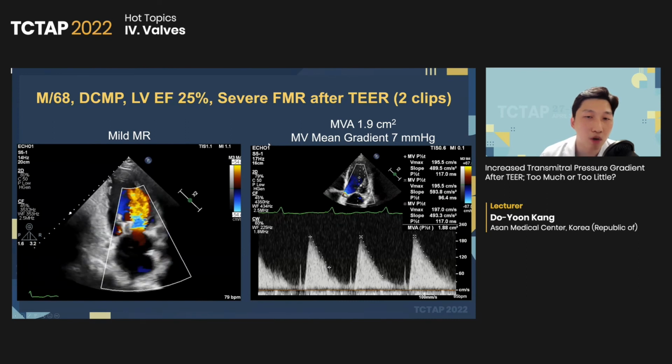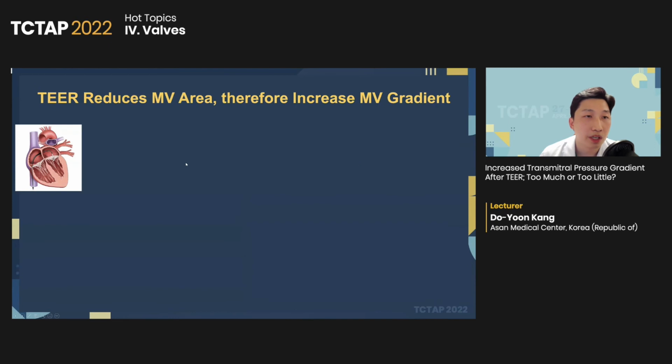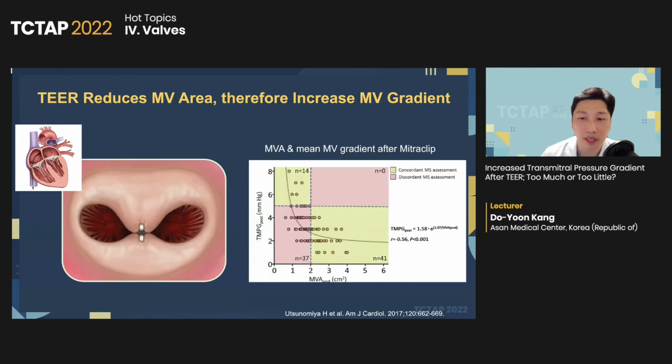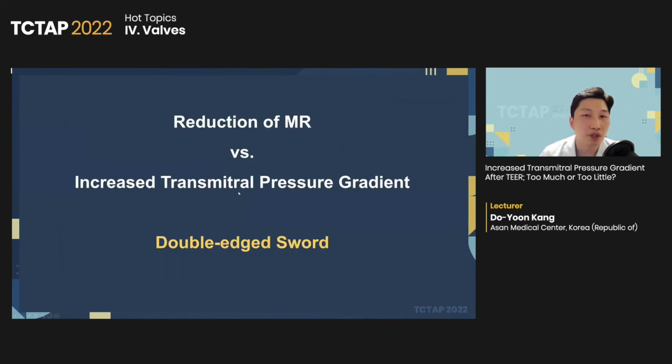How would the patient do? How would the outcome of this patient be? TEER reduces mitral valve area, therefore it increases mitral valve gradient. The Cyanide group showed beautifully that the mitral valve area after TEER decreases and then the transmitral pressure gradient increases. So reduction of mitral regurgitation versus increased transmitral pressure gradient would be a double-edged sword.